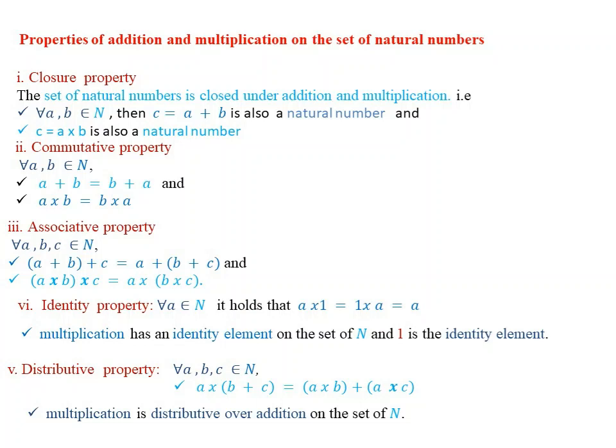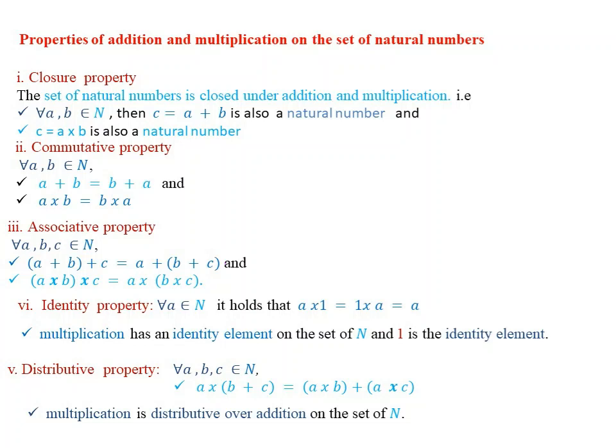Commutative property. Let A and B be natural numbers, then A plus B is equal to B plus A, and A times B is equal to B times A. Natural numbers under addition and multiplication are commutative. Associative property. The third property is called the associative property. For every A, B, C, elements of natural numbers, in the bracket A plus B, plus C is equal to A plus, in the bracket B plus C. Similarly for multiplication. Addition and multiplication are associative on the set of natural numbers.